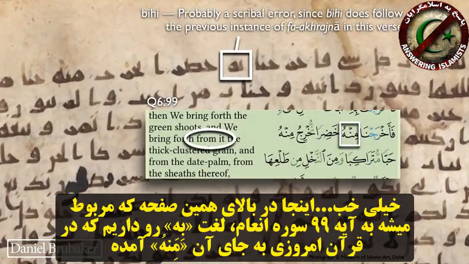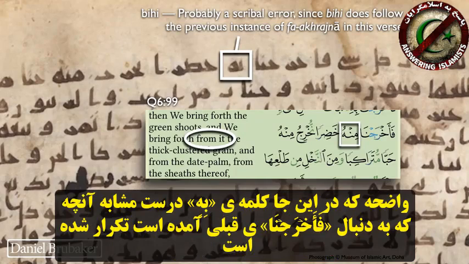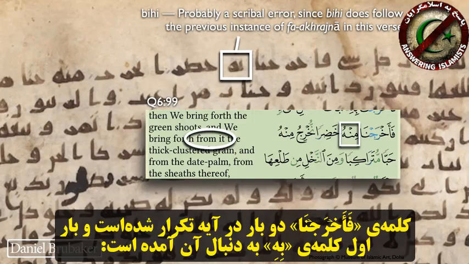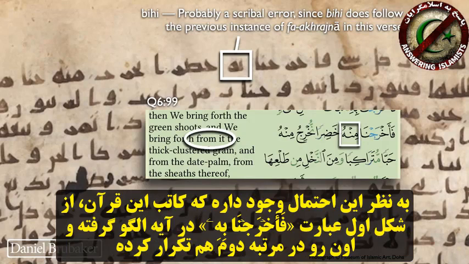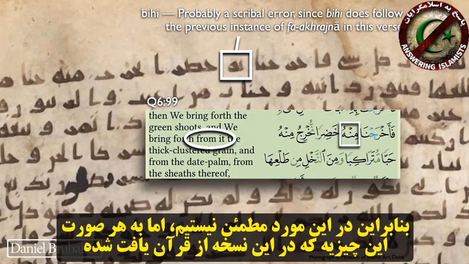Okay, this is a place near the top of the page where there is the word bihi. It's in 6:99, and I can see what's going on here, because this word bihi does follow the previous instance. The word fa'akhrajna occurs twice in this verse, and the word bihi does follow the previous instance of this word in the verse. So it seems possible that the scribe got to the second instance of the word and then wrote the word bihi, thinking that he was following the first occurrence, perhaps. Not entirely sure what's going on here, but that is what is in this manuscript.